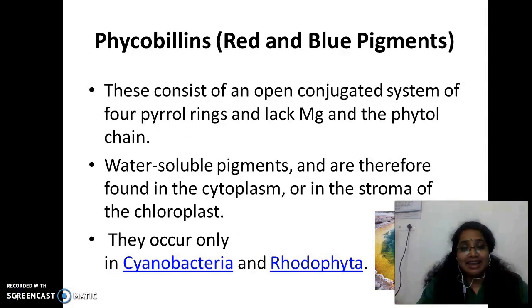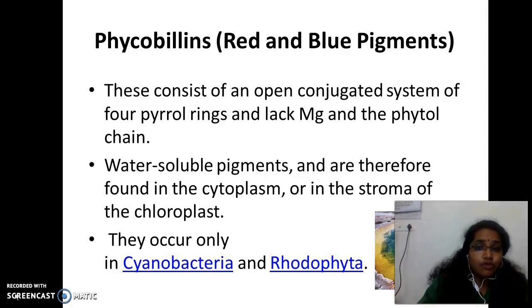The third and last type of pigment is called phycobilins. Phycobilins are red and blue pigments. They consist of an open conjugated system of four pyrrole rings which lack magnesium and the phytol chain. They are water soluble and therefore are seen in the cytoplasm and stroma of the chloroplast. Generally, these phycobilins are observed in cyanobacteria and rhodophyta.